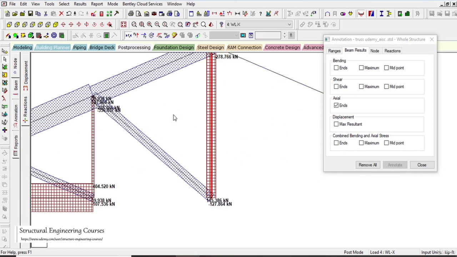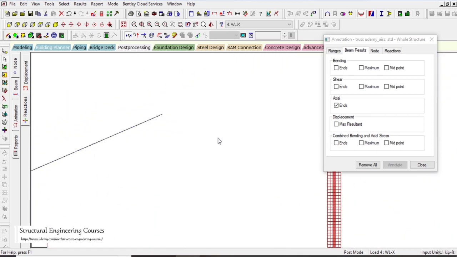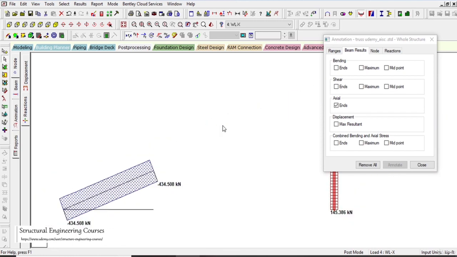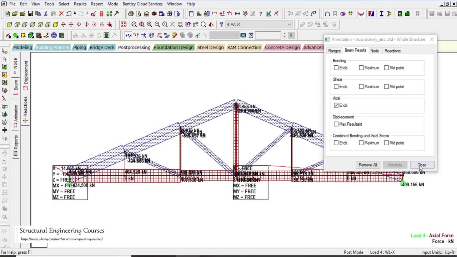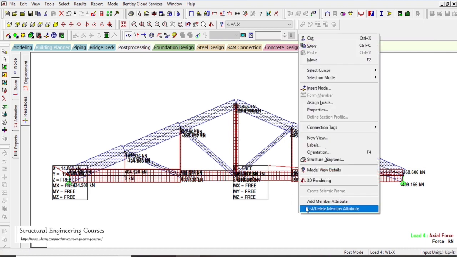So everything is, I think, clear to you, that you can see. Here also you must be wondering why there are two colors in this profile here. One is the red and one is blue. Red means tension and blue means compression.